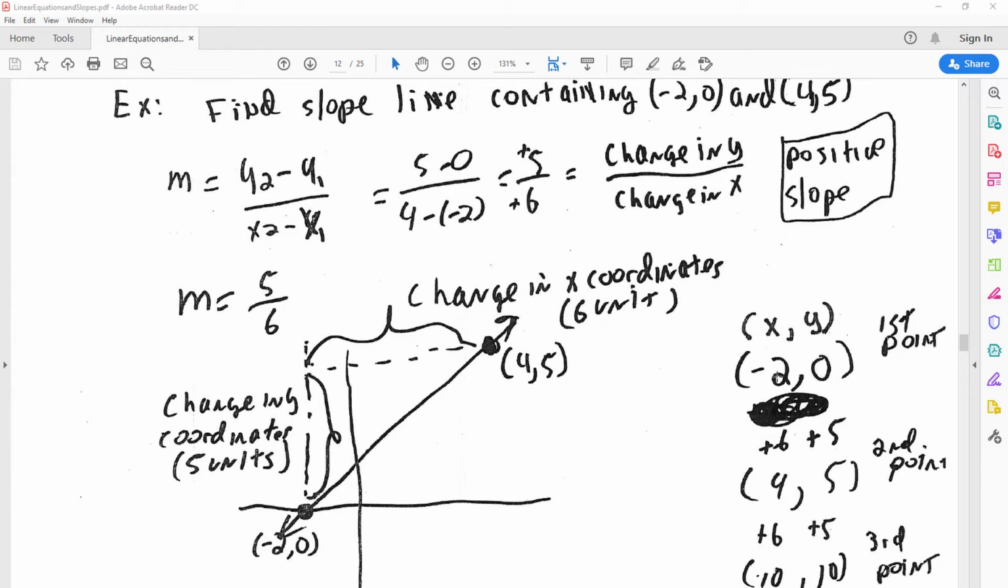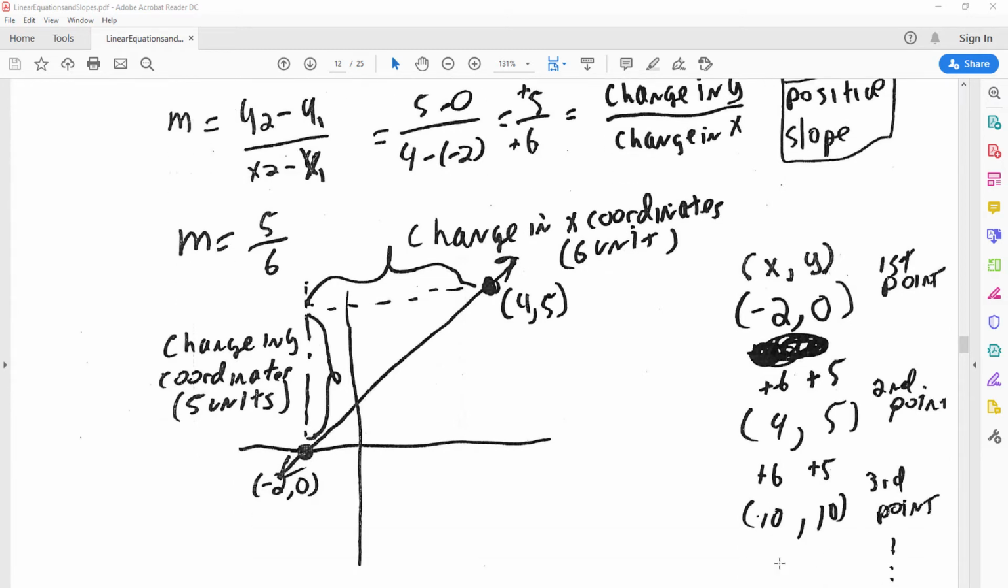You see that here, if I start a point on the line at negative 2, 0, then I apply that ratio here. The change in the y coordinates is a plus 5, and the change in the x coordinates is a plus 6. So the next point is going to be at 4, 5. We can repeat this because the ratio of the change will be the same from one point to the next. The next one will be at 10, 10, and we can repeat this on and on.